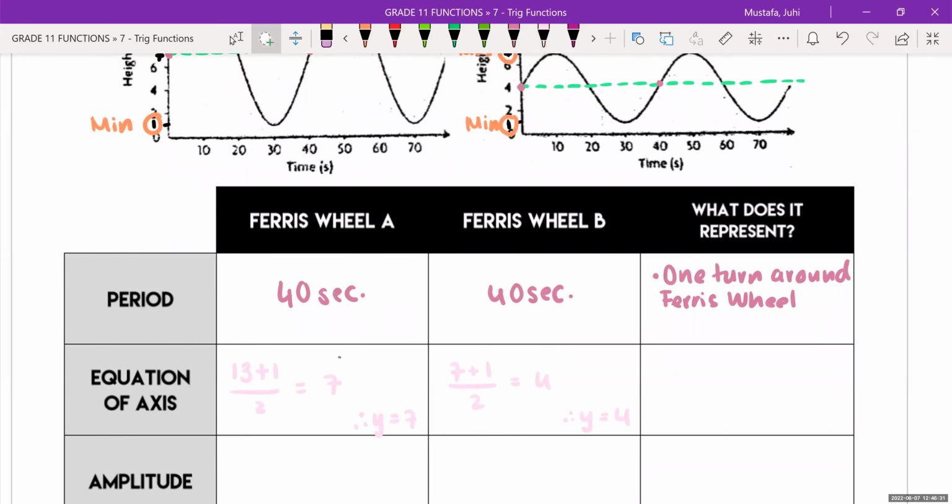In either one of these scenarios, what does the equation of axis actually represent? Is it the radius, the diameter, or something else? Not the radius, good try. It's the center of the Ferris wheel, the axle, which is directly the middle of the Ferris wheel. Yes. So we're going to say this is the axle of the Ferris wheel. Axle, or I'll call it the center.